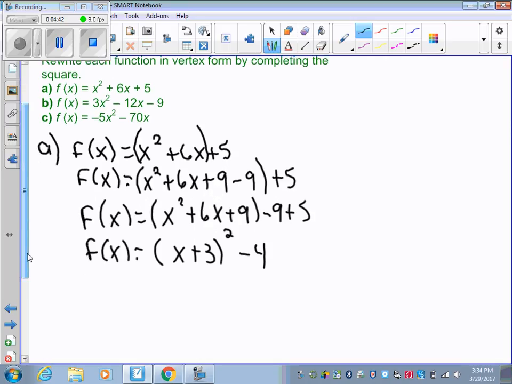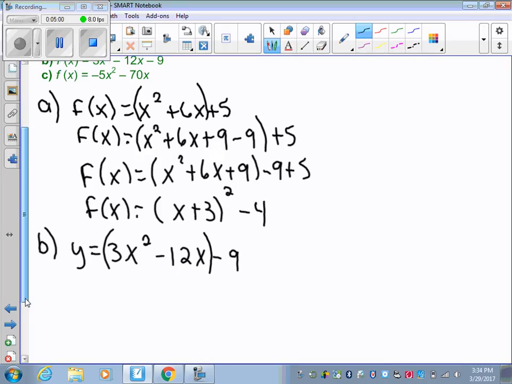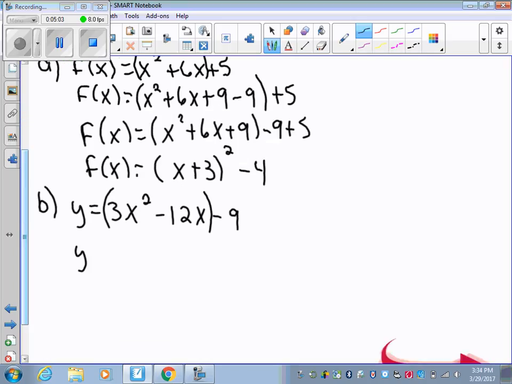B. Now B does have a leading coefficient. So we are going to start off the same way by grouping the first 2 terms. But next I'm going to divide out the common factor, which in this case is 3. And you're left with x squared minus 4x minus 9.